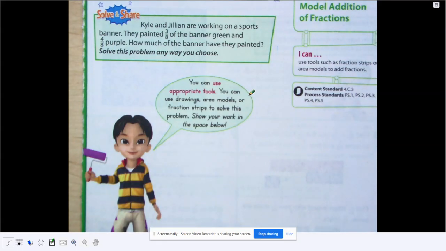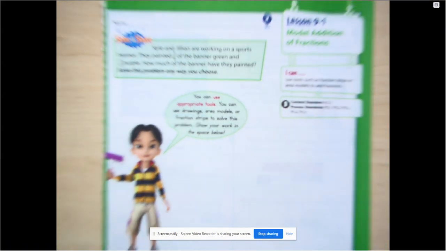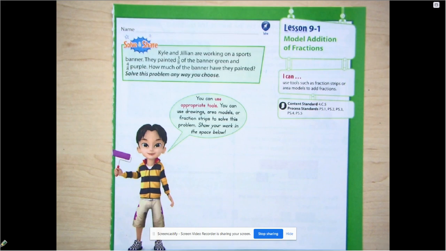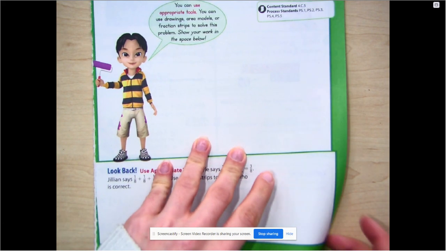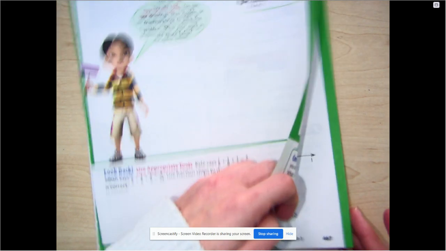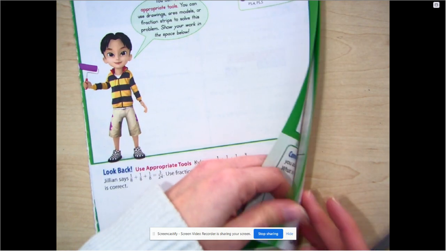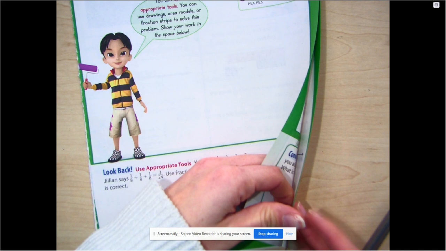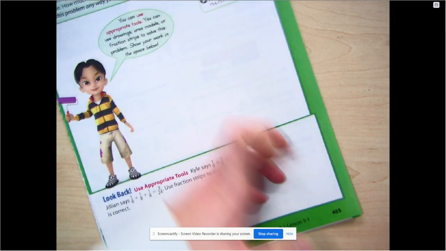Howdy guys, let's get going on lesson 9.1. Today we're talking about the addition of fractions. You are going to need pages 465, 467, and 469. So go ahead and rip those out and then let's get working.